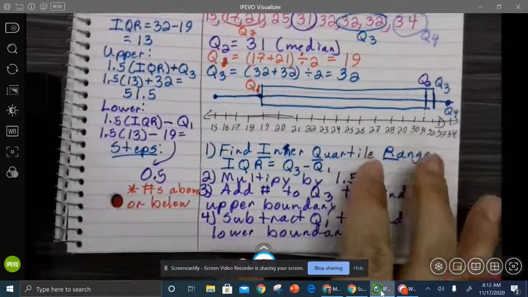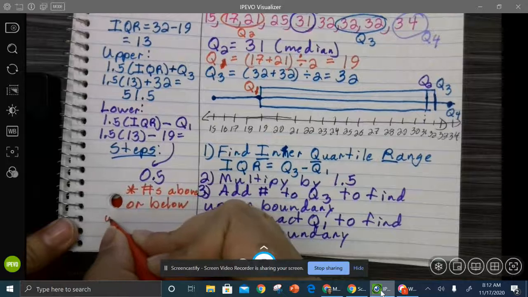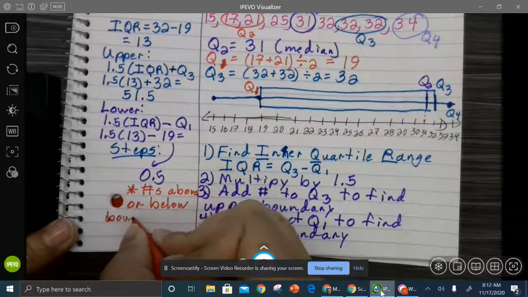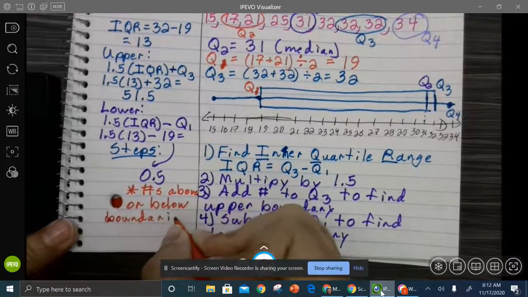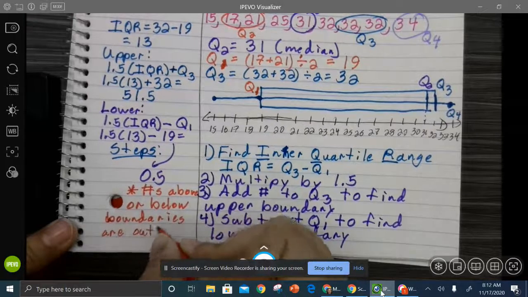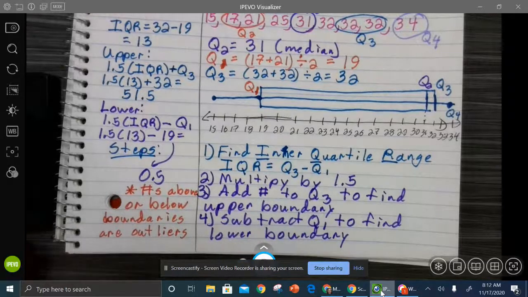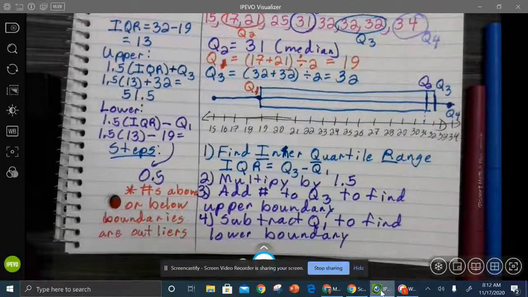So any prices above or below the boundaries are outliers. The price might be too high or too low. This is tire pressure, but you could do this with anything, like finding prices for tires or prices for cars. Okay, everybody got this?